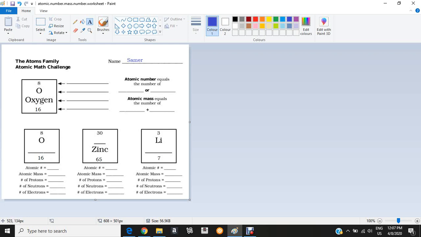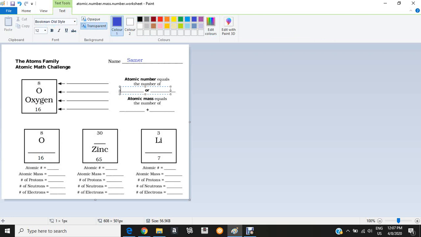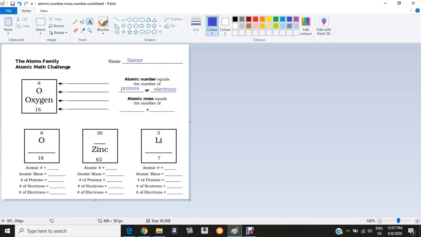Now, the atomic number equals the number of... Go back to your presentation and you will find out that it is equal to the number of protons, or if it's not protons, then what? Then it has to be electrons. Why? Because the number of electrons and the number of protons must be equal so that the atom has a charge of 0, or a neutral charge.